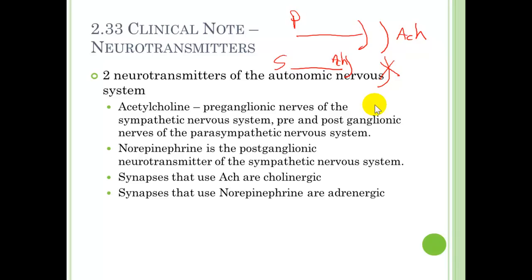Synapses that use acetylcholine both pre and post are considered cholinergic. Synapses that use norepinephrine as the end result and acetylcholine as the starting result are considered adrenergic. And you're going to need to know these terms. So if I have pre and post, and it is acetylcholine, then it's parasympathetic or cholinergic. If I have acetylcholine, norepinephrine, it's sympathetic or adrenergic.